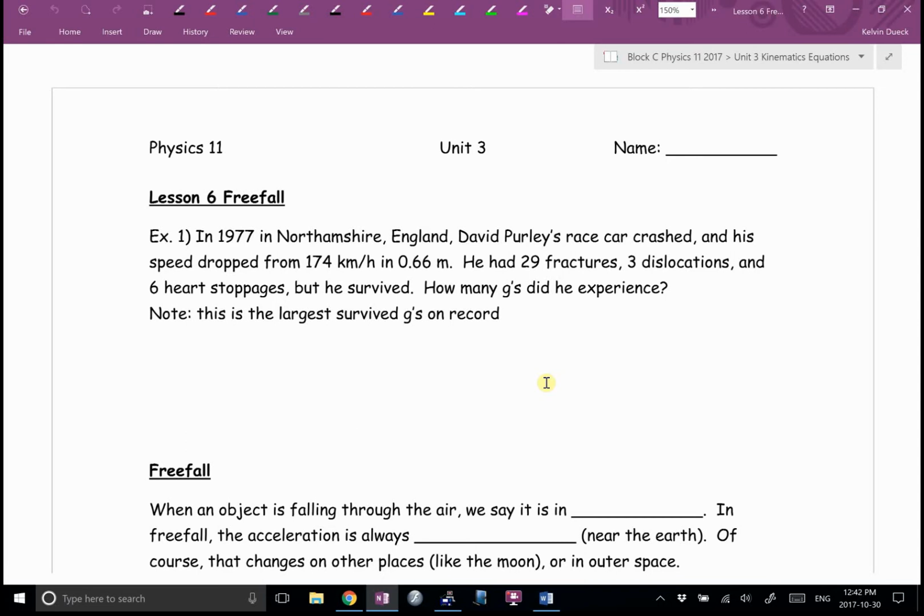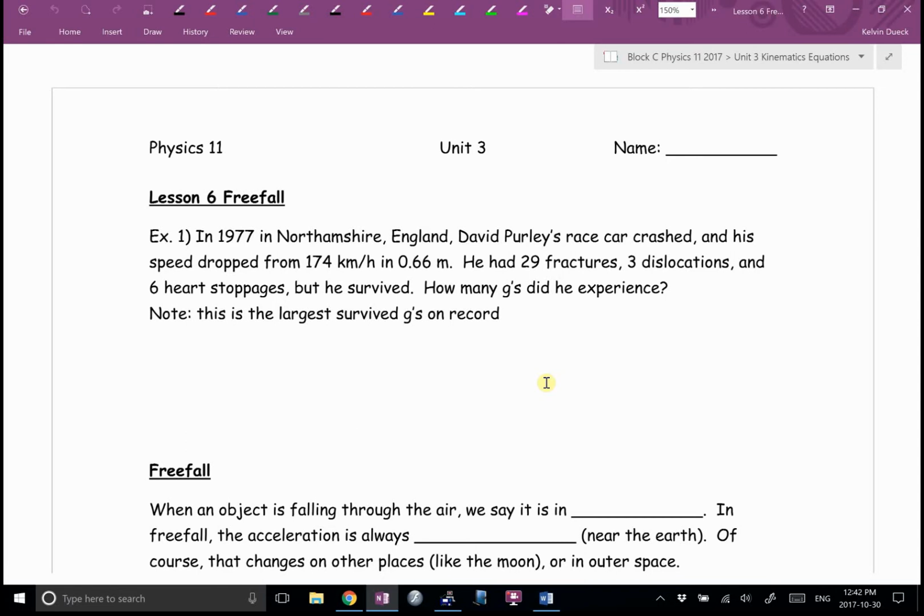Now, he had 29 fractures. He had 3 dislocations. His heart stopped 6 times, but he did survive. As far as I know, this is the largest G acceleration survived on record. Someone may have survived more, but we don't have video footage of it.